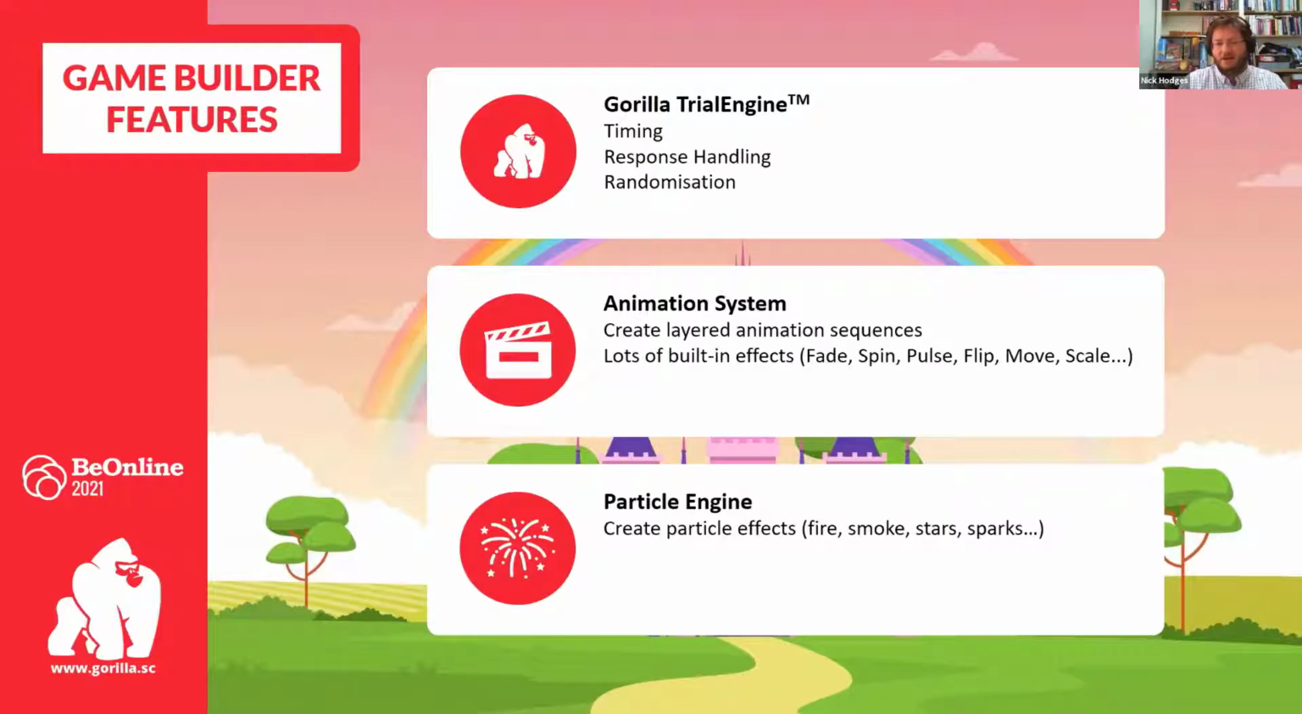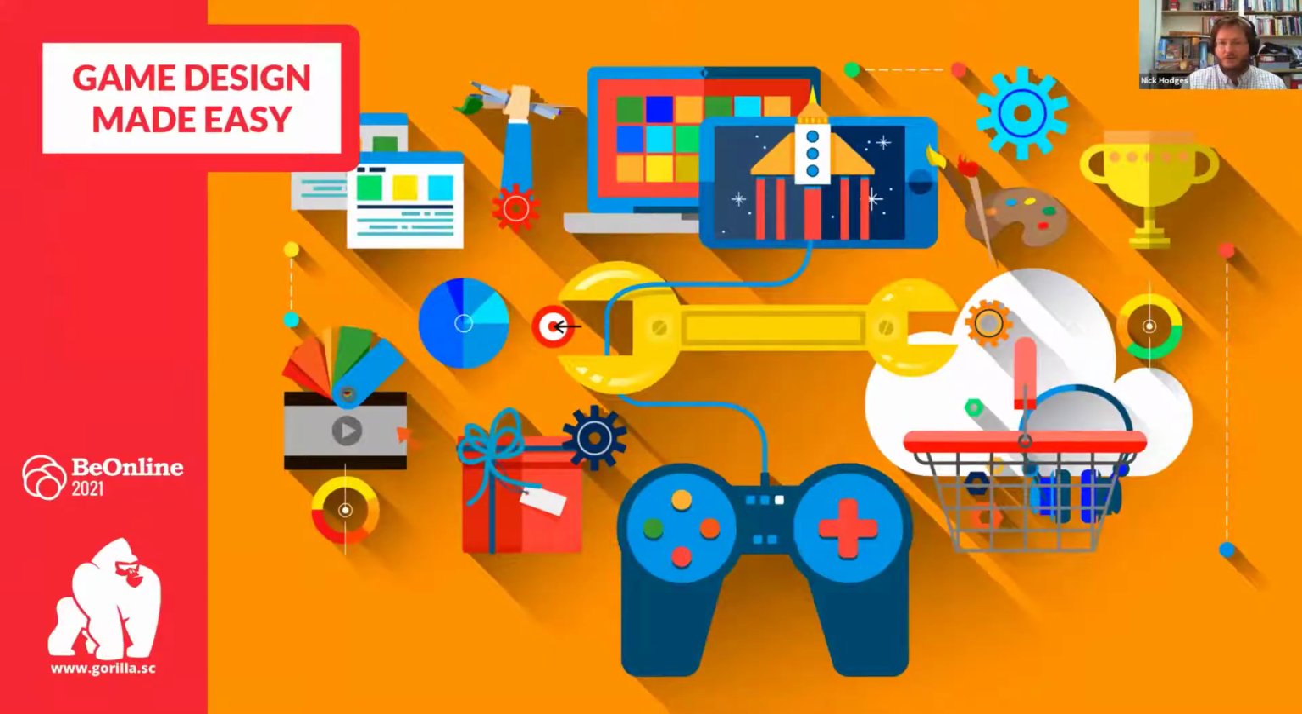It contains a rich animation system that lets you create complex sequences of animation, and also a particle engine that lets you create dynamic effects like fire and sparks and things like that. And this being Gorilla, you can do all of these in the UI without needing to write any code. I'm going to show you a demo of some of these tools working in a moment, but first I just want to set the tools in context.